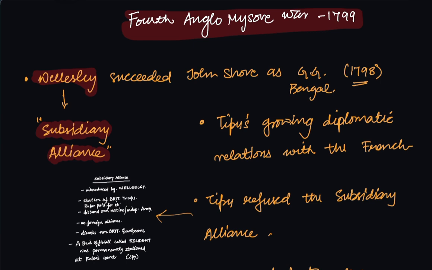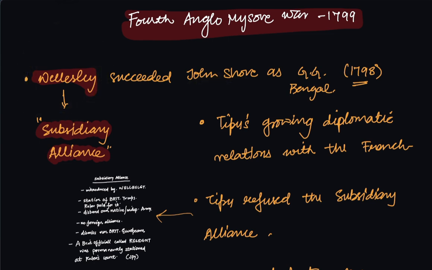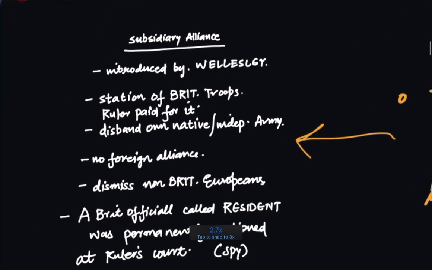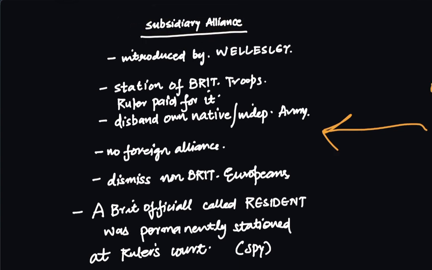And in 1798, Governor General of Bengal, John Shore, was replaced by Wellesley. Wellesley is known for pursuing the very aggressive policy of subsidiary alliance. You can remember it through this Y, subsidiary and Wellesley. So, what did this policy imply? Any state which signed the treaty for subsidiary alliance had some conditions imposed on it. First thing first, it was introduced by Wellesley.